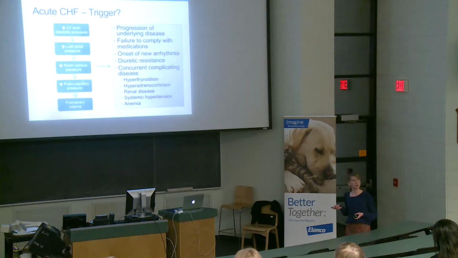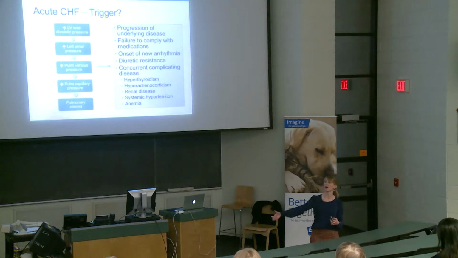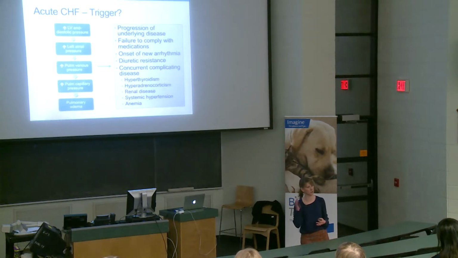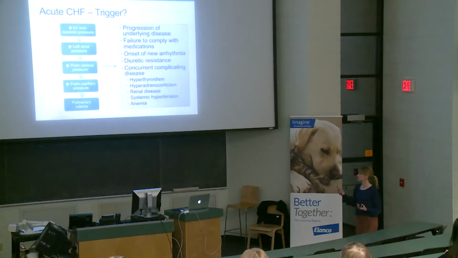Sometimes we have failure to comply with medications, so we should always inquire with our owners about dosages and frequencies, and make sure that they are on the same page that we are on, and that they are able to give their pets the medications that they need. Onset of a new arrhythmia, that's a common one for, again, tipping a previously stable patient into now an unstable situation. So we're going to be cluing in, do we have the onset of a new arrhythmia to account for this? Diuretic resistance, that's kind of an interesting one, and I'll touch on that.